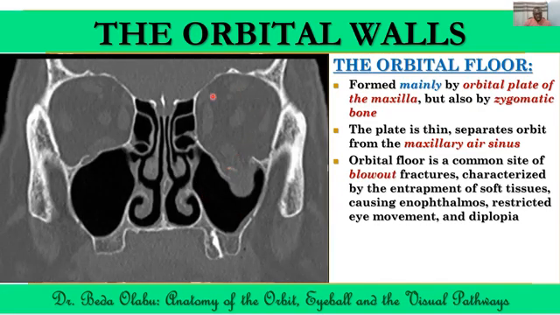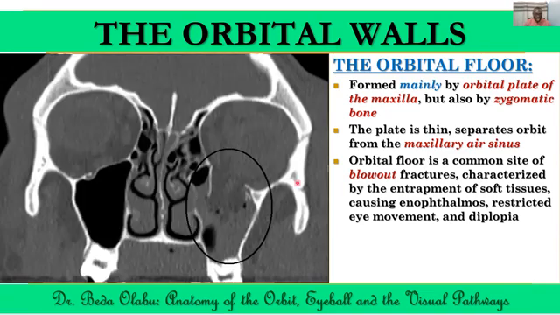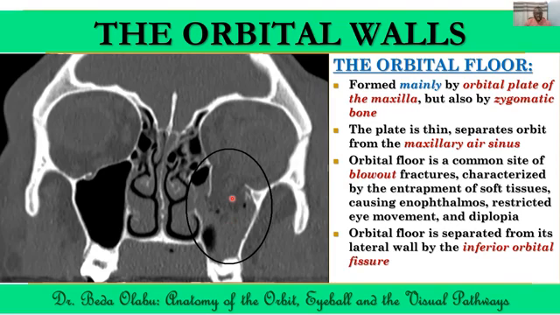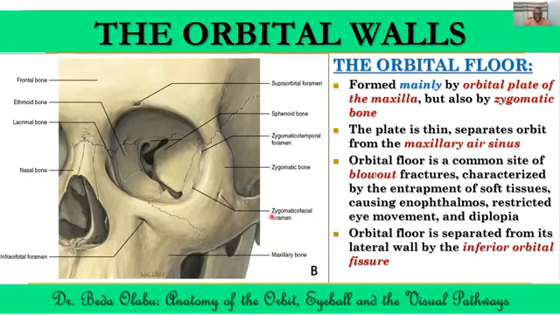This image shows you an example of a case of blowout fracture where the floor of the orbit has been fractured, and so things have prolapsed down through the fracture site. This is even extreme where a lot of soft tissues have gone and even filled in the maxillary air sinus. The orbital floor, as I've already mentioned, is separated from the lateral wall by the inferior orbital fissure, separating the floor from the lateral wall.